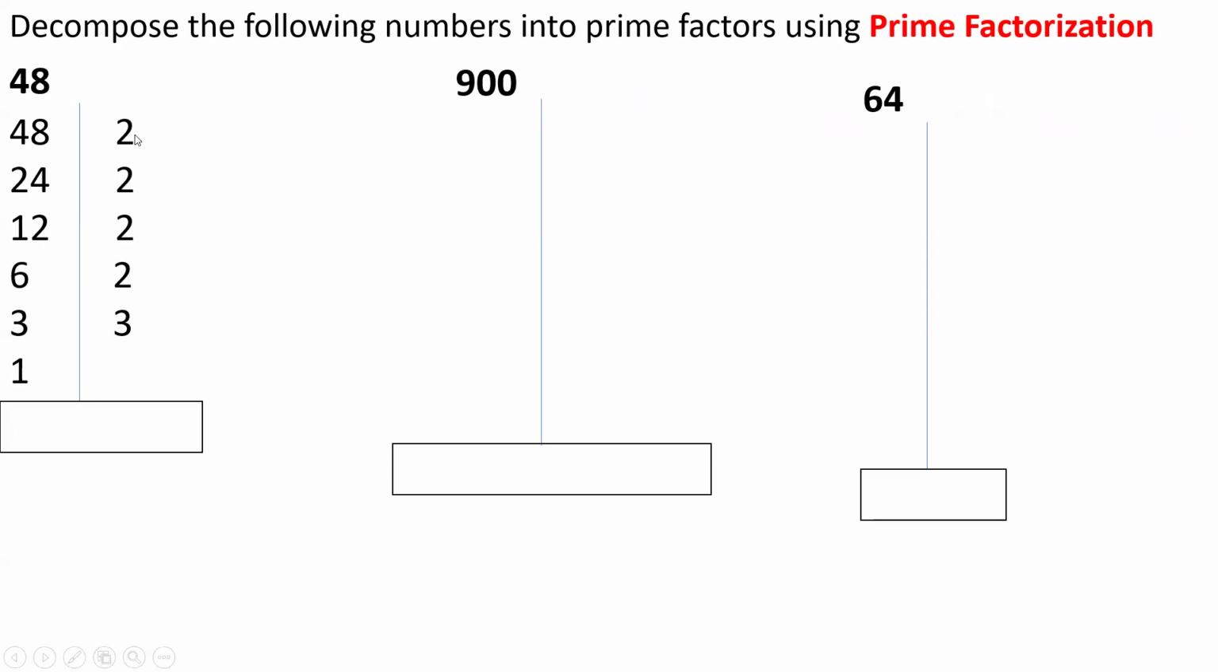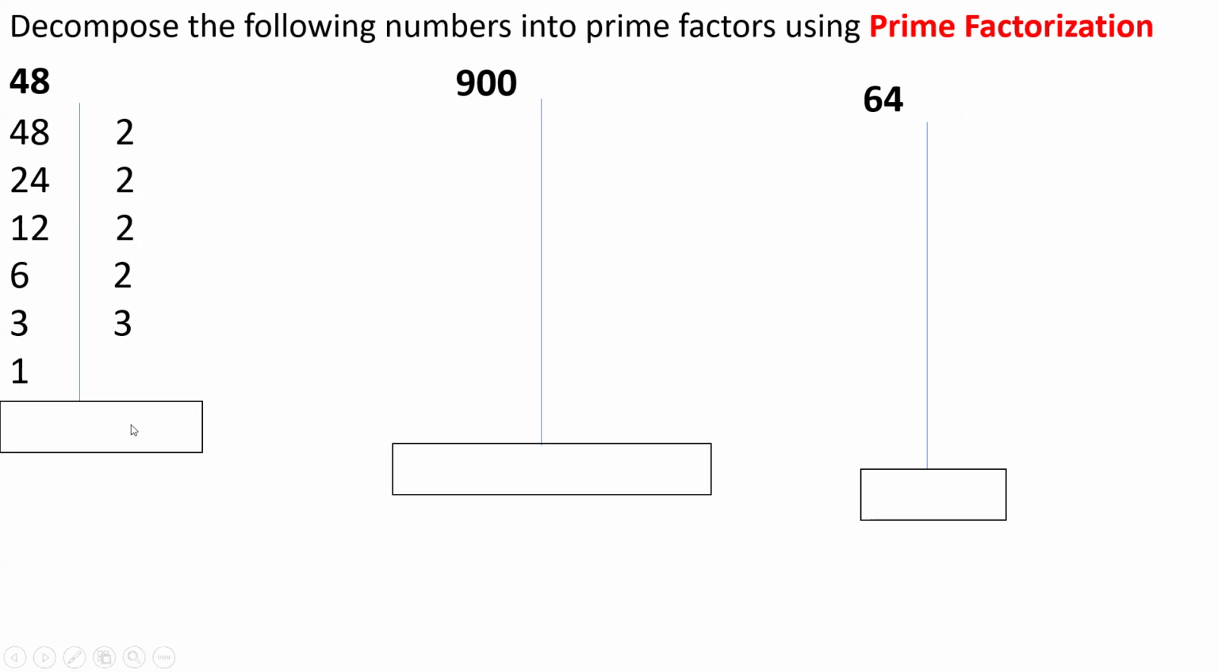48 is divisible by 2, so I write 2 here on the right side, and the answer is 24. Of course, as I said before, you can use your calculator to divide. Now 24 is also divisible by 2, the answer is 12. 12 is divisible by 2, the answer is 6. 6 is divisible by 2, the answer is 3. 3 cannot be divided by 2, it is divisible by 3, so the answer is 1. And as I said, the prime factorization finishes when the answer is 1.